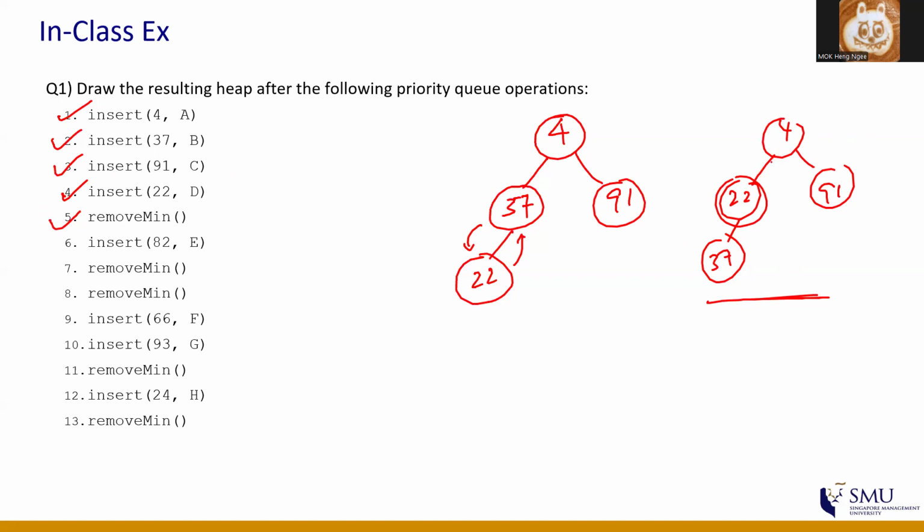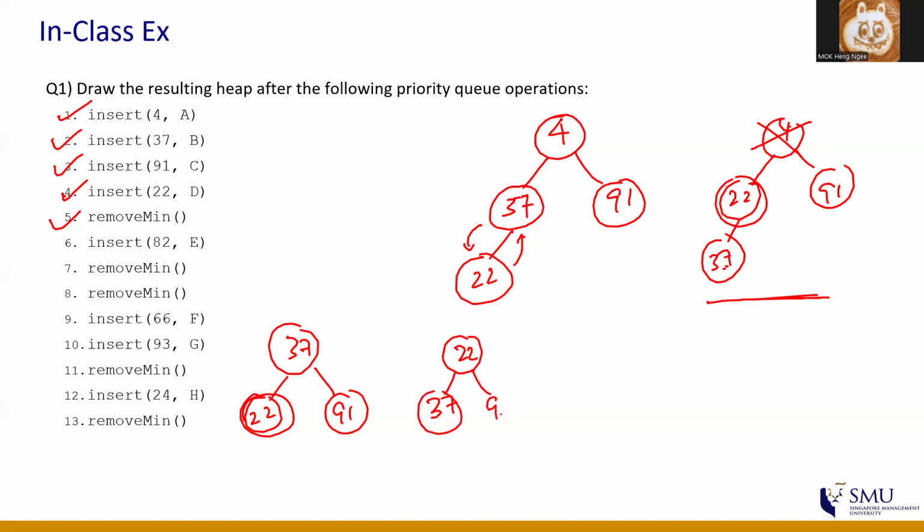Remove min. Now, when I remove min, 4 goes out. The root goes out and gets returned. So 37 will be swapped with the root. So this will be the outcome of the swap. And I will perform a down heap for 37. So I get the smaller child. This is the smaller child. And I compare the smaller child with 37. Oh, there's a need for a swap. So I'll swap 22 with 37. 22 becomes the new root. 37 is the left child, 31. And that's the outcome after step 5.